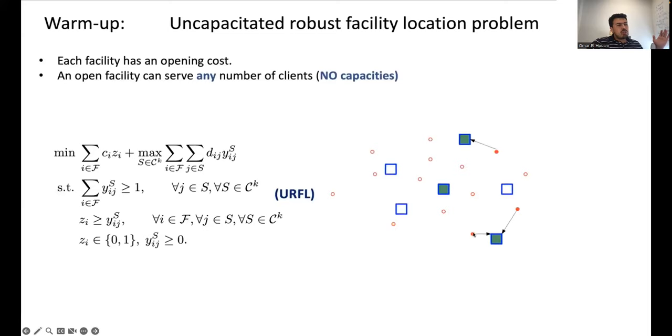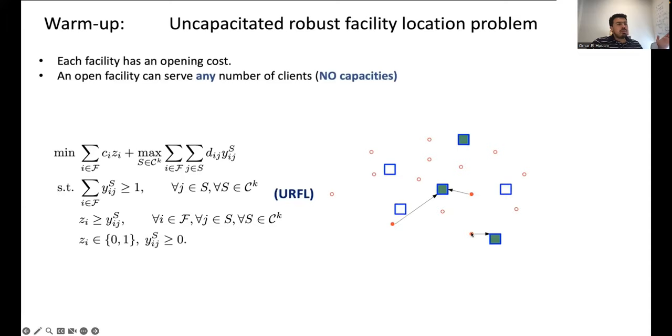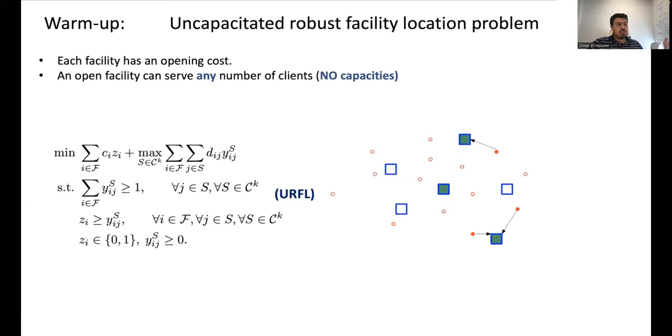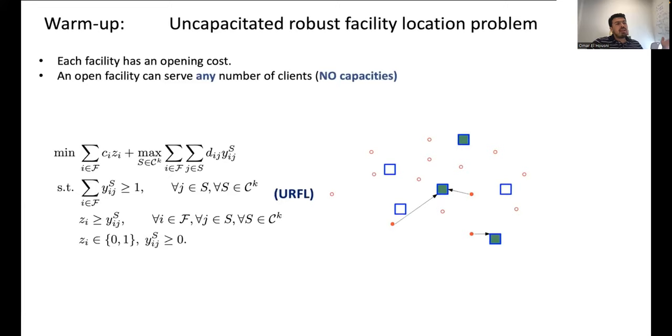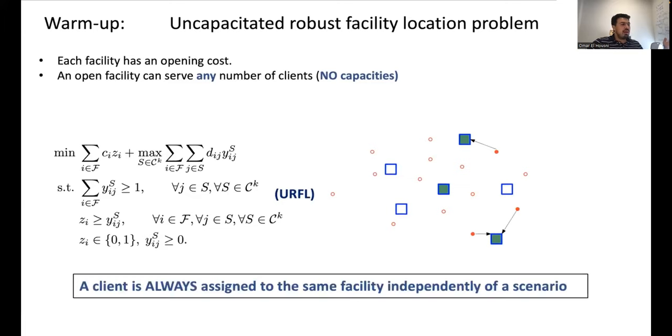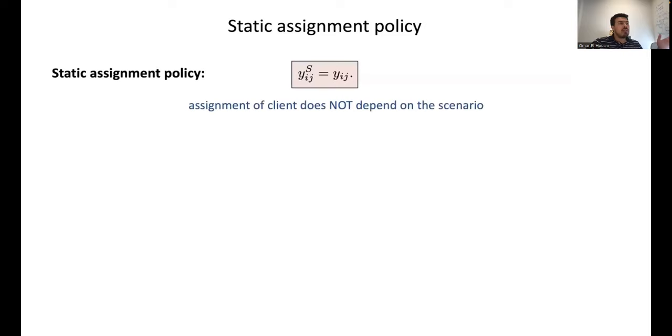So even when I change the scenario, this is a very simple observation. Because there is no capacity, each client would go to the closest facility. So this client would always go to the closest facility independently of the scenario, as long as the client is part of the scenario. So I wrote it here: a client is always assigned to the same facility independently of the scenario. And this is what motivates this static assignment policy.